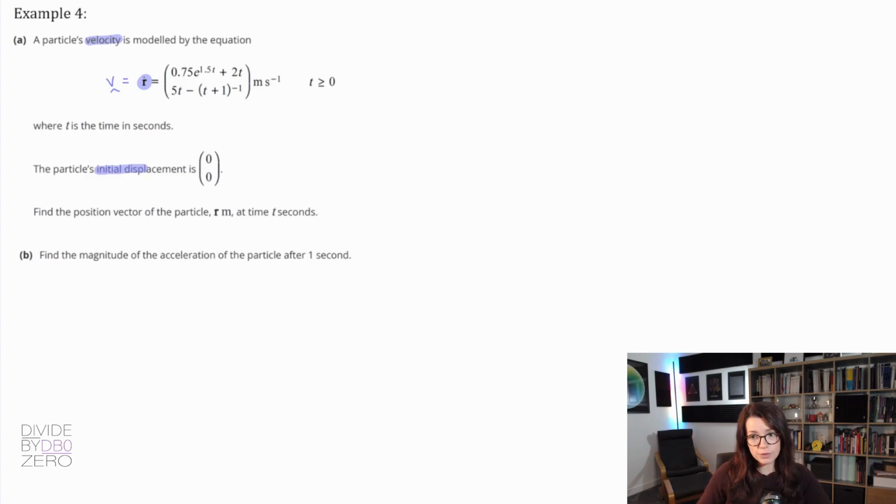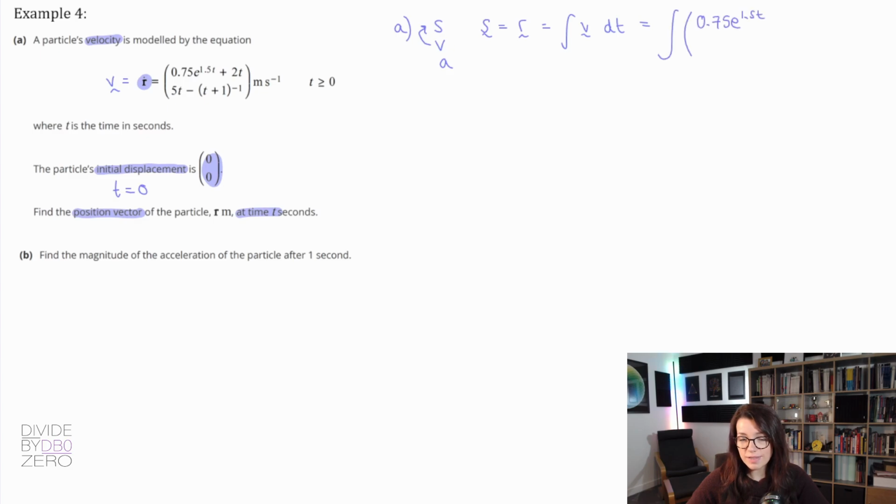We're told initial displacement is 0, 0, so that's when t would be 0, and we want the position vector at time t, so a general position vector that involves t. To do that, we're going to note down SVAR again. We want to go from velocity to displacement, so that's integration. s equals r, position vector, is the integral of v with respect to time, so we're going to integrate that v vector that they gave us. When you integrate this, you get this, plus c.